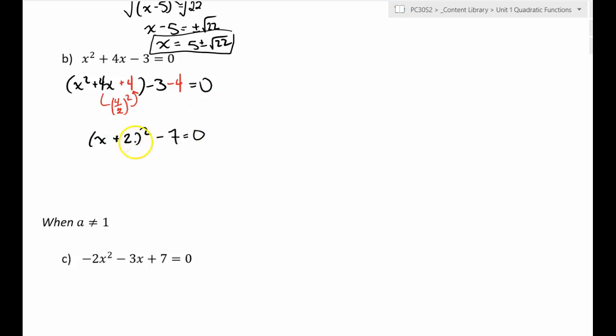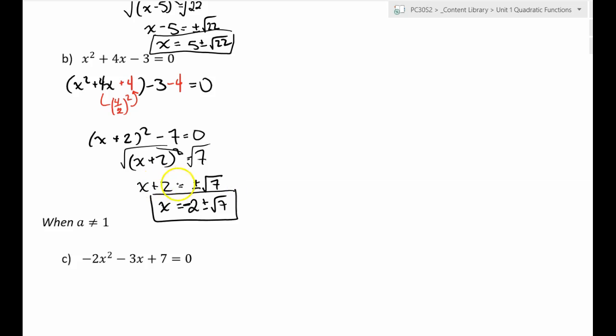Move the 7, so I isolate that squared term. I'm going to take the square root of both sides. That leaves me with x plus 2 equals positive or negative root 7. Therefore, x is going to be negative 2, plus or minus the root of 7. So don't drop that negative when you move it over. Okay, since we're adding it here, we would need to subtract it in order for it to move.